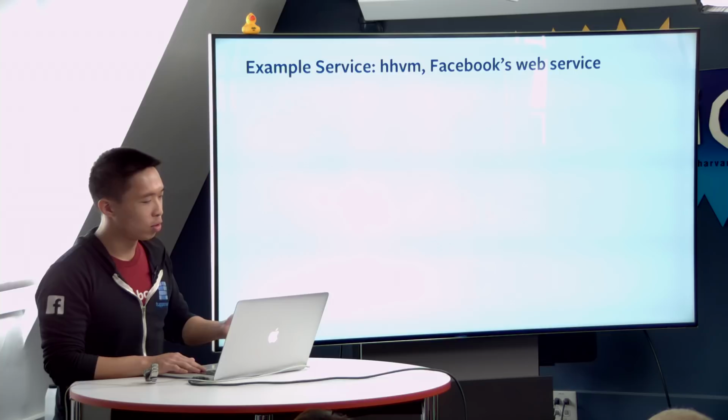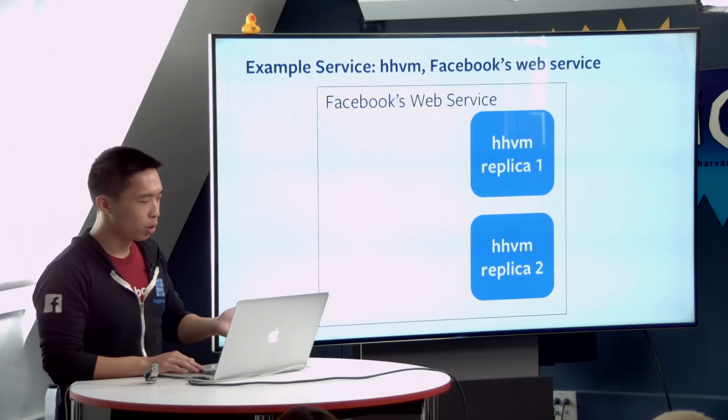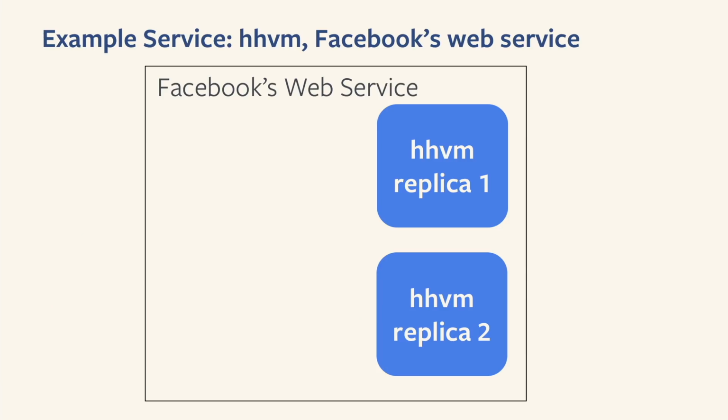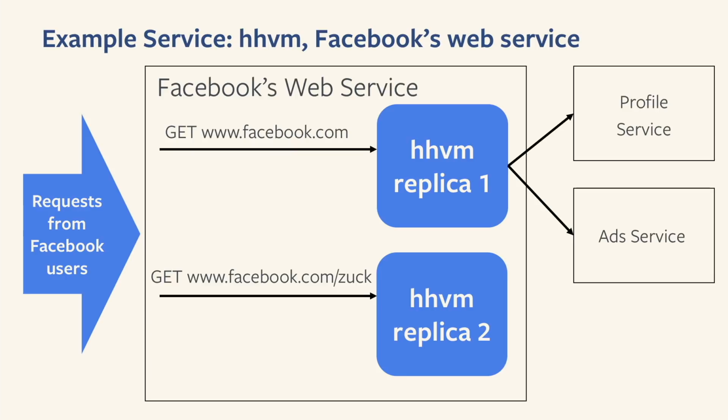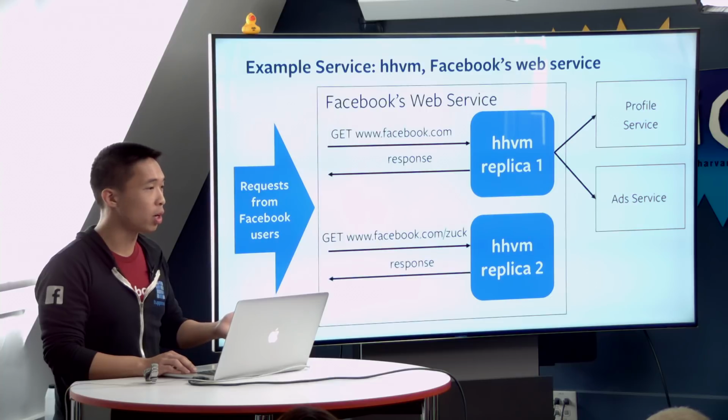So here's a picture of what this all looks like. First, we have the Facebook web service. We have many copies of our web server, hhvm, running. Requests from Facebook users, either from your browser or from your phones, go to these replicas. And in order to fulfill the responses for these requests, it might have to talk to other services, like the profile service or ad service. And once it's gotten all the data it needs, it'll return the response back.